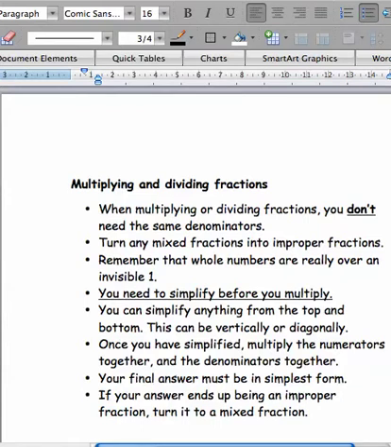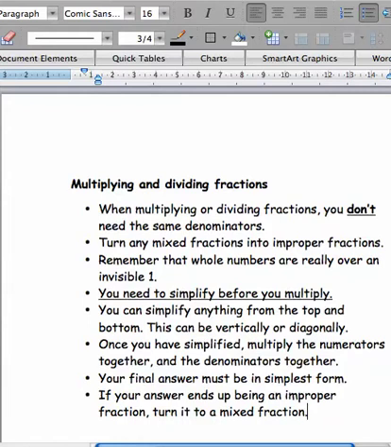Now to do this, you can simplify anything from the top and bottom. Okay, so you can't simplify two top numbers together. It has to be a number from the top and then the bottom. And this can be vertically, which is straight up and down, or it can be diagonally. So just remember those keywords, and I'll mention them again in the lesson. Once you have simplified, then you multiply the numerators together and the denominators together, and then you'll get your fraction, and your final fraction or answer must be in simplest form. So check and see if you can simplify. And of course, if your answer ends up being an improper fraction, we turn it into a mixed fraction.